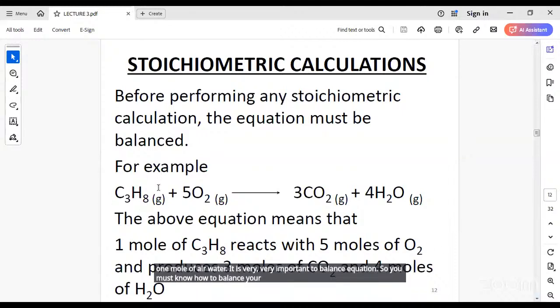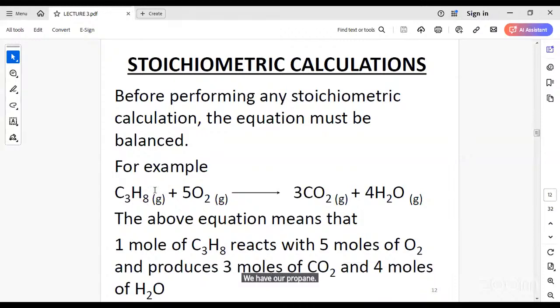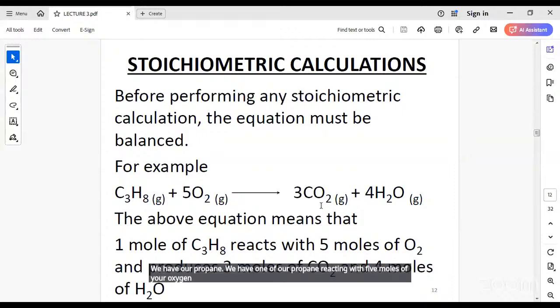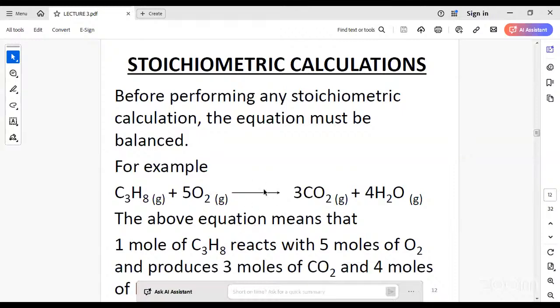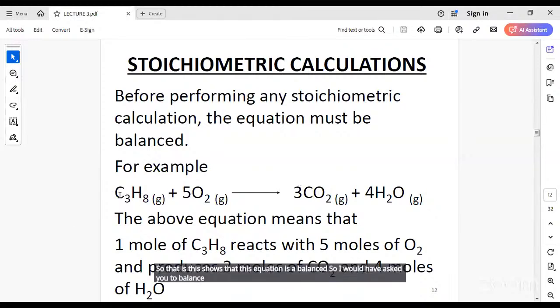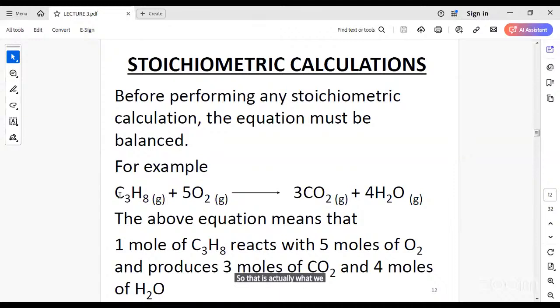So here we have our propane. We have 1 mole of propane reacting with 5 moles of oxygen to give you 3 moles of carbon dioxide and 4 moles of water. This shows that this equation is balanced. I would have asked you to balance this equation, but as I said, we don't have all the time today. So that is what we mean by stoichiometric calculations.